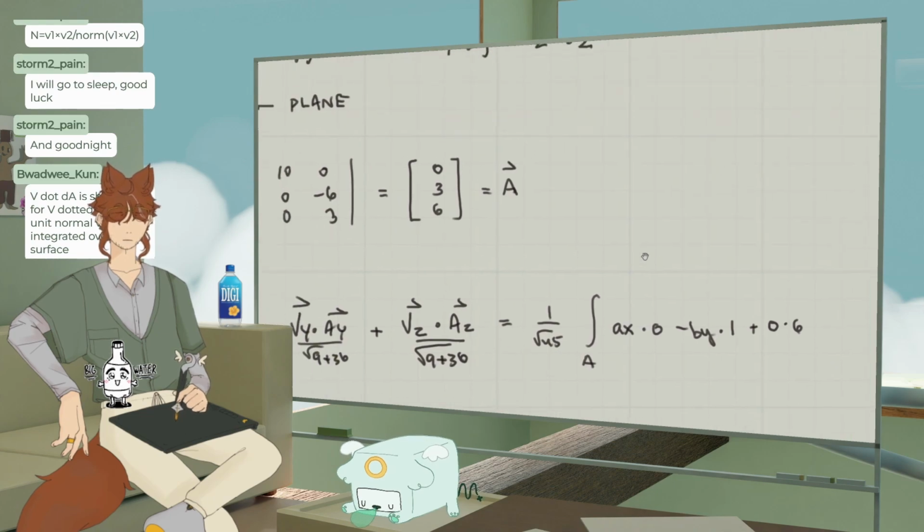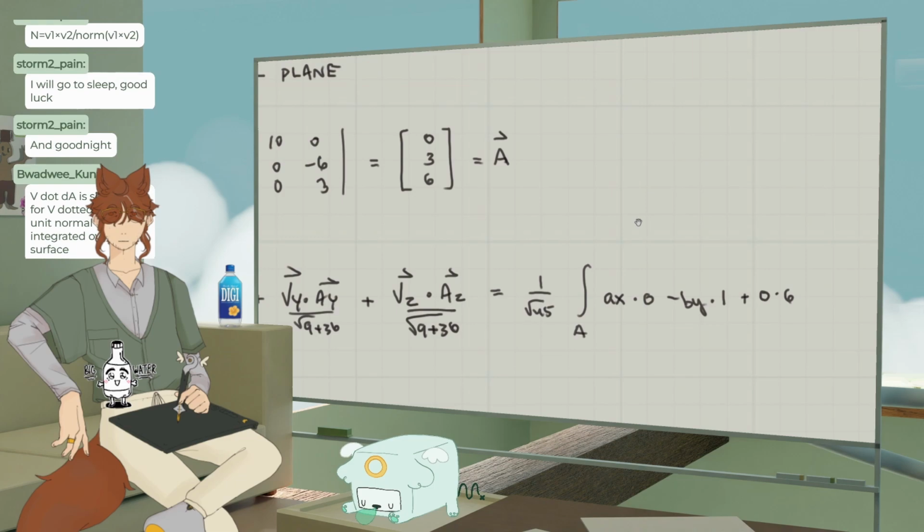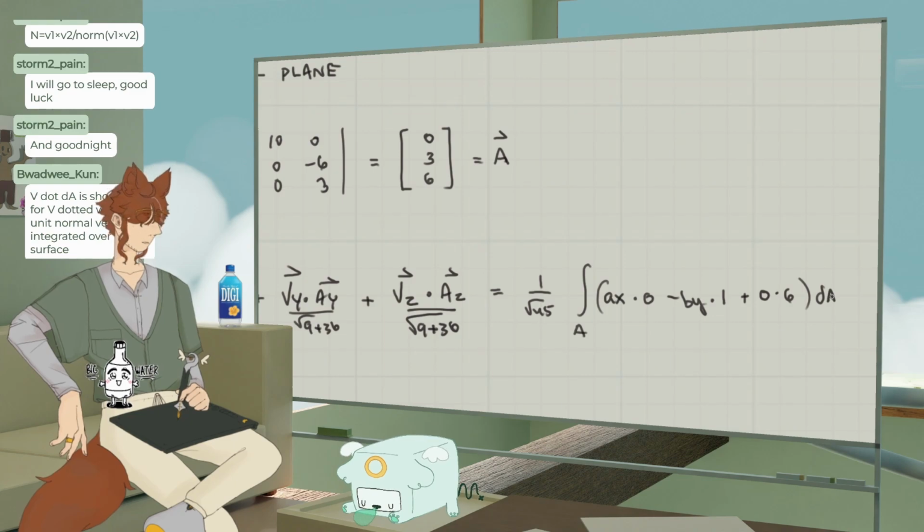I need like an X and a Y, right? Would this still be like dA? Like the whole thing times dA? But it's not, because I dotted it with dA.